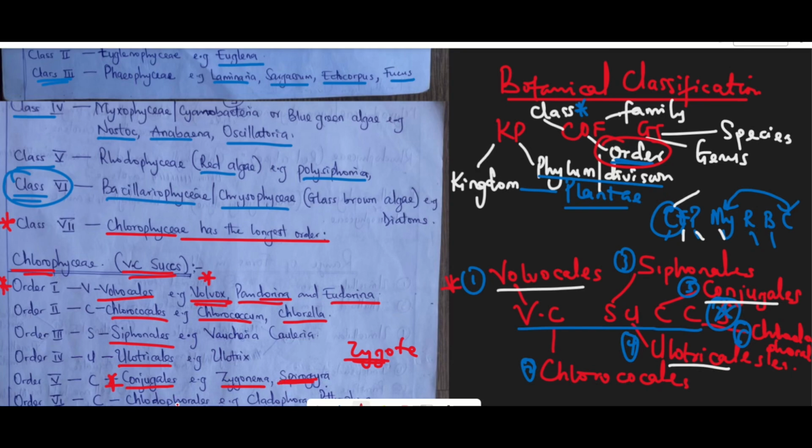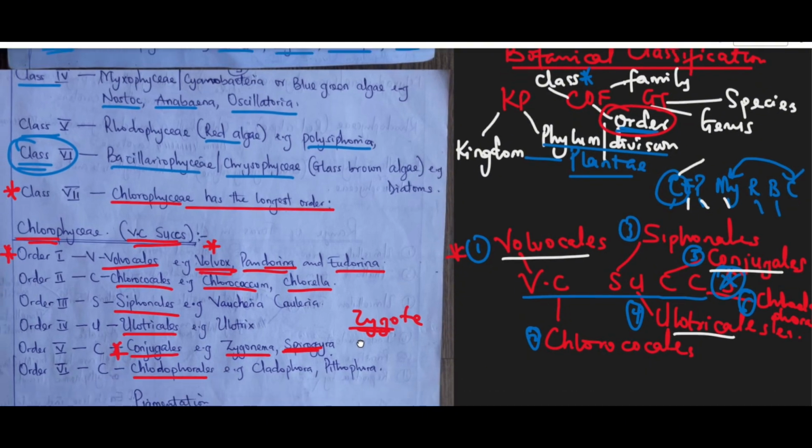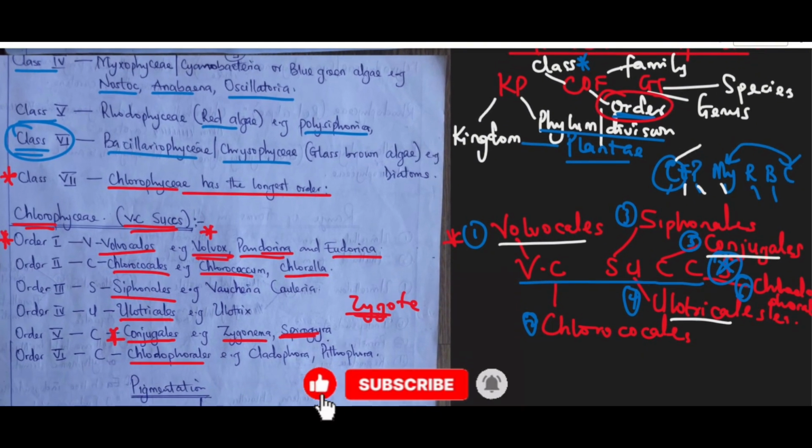Then we have the last one, which is Cladophorales. For Cladophorales, an example is Pithophora, right? It sounds like Pithophora, and we have Cladophora. These are the two major examples as far as Cladophorales are concerned.